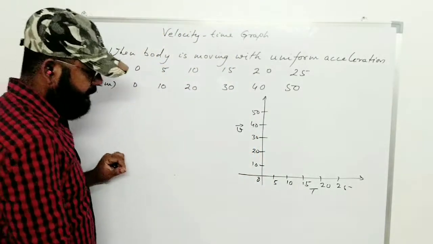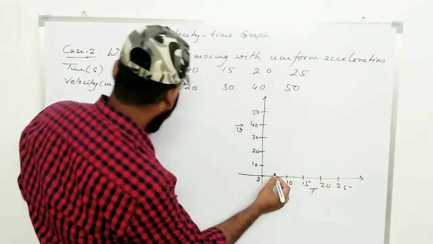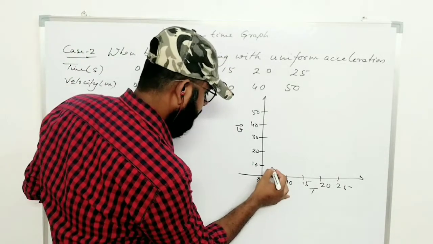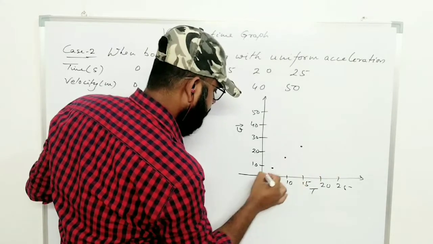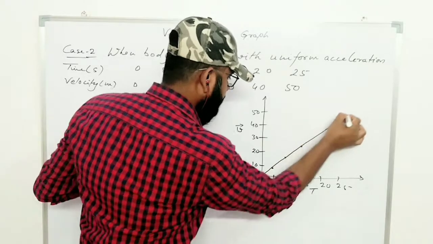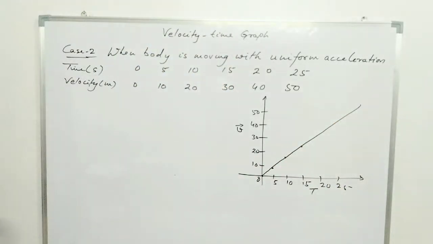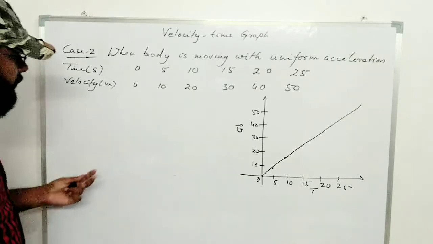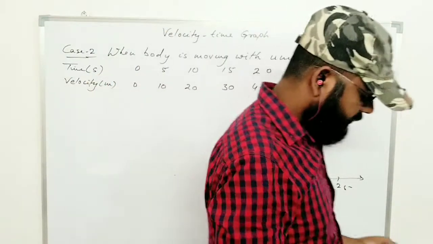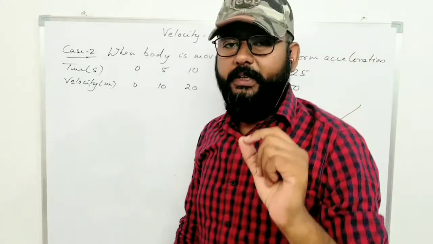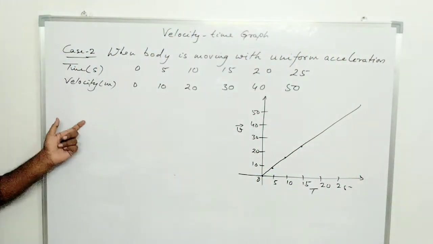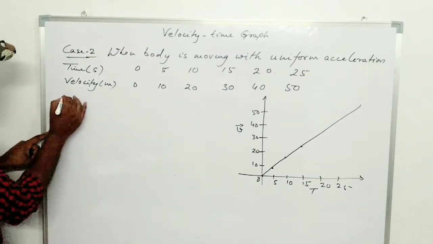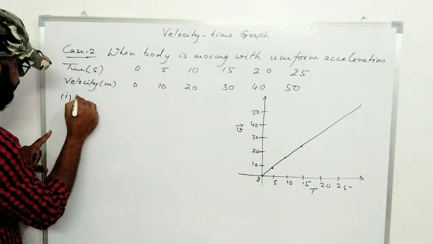So let's draw the graph. This point 5, 10. So graph will be like this. Okay. From the velocity time graph, we can calculate two things. First one is displacement and second one is acceleration. Okay. So let's calculate first the acceleration of the body by the help of this graph.